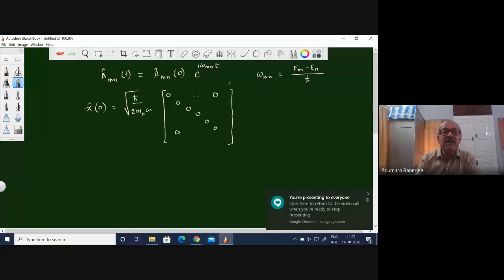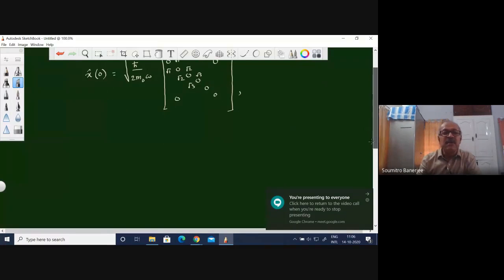And I showed that this will be root over 1. This will be root over 1. This will be root over 2. This will be root over 2. This will be root over 3. This will be root over 3, and so on and so forth. That will be the structure of the matrix. So let me write it here.